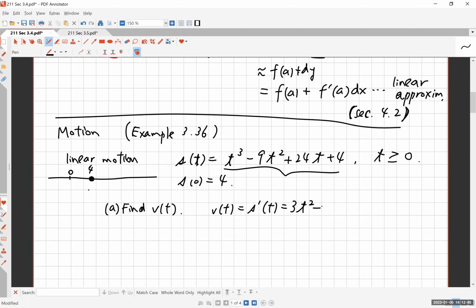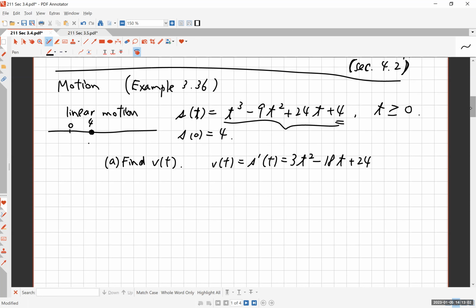3t squared minus, now 9 times 2 is 18, t. 2 minus 1 is 1, so the new exponent is 1, and then 24t just becomes 24. 4 disappears altogether because it's a constant. Okay, so that is the derivative, no problem.